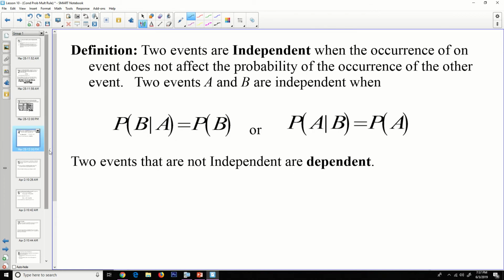So moving on. Definition. Two events are independent when the occurrence of one event does not affect the probability of the occurrence of the other event. Two events, A and B, are independent when the probability of B given A is equal to the probability of B, or if the probability of A given B is the probability of just A. Note that two events that are not independent are dependent.